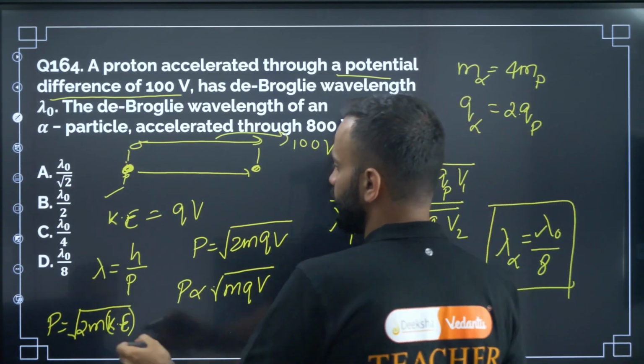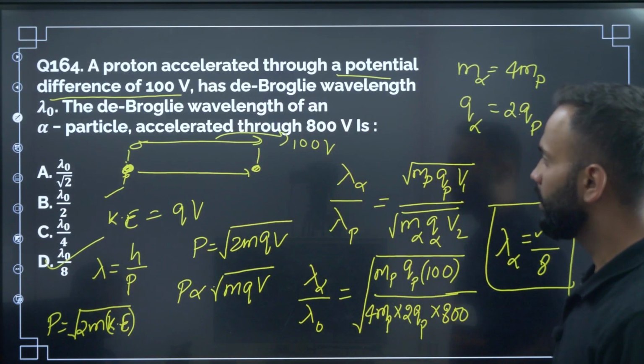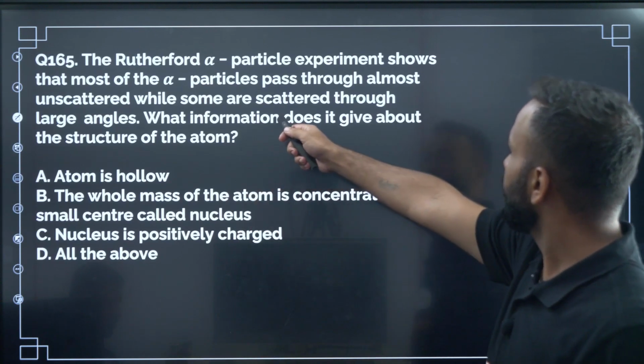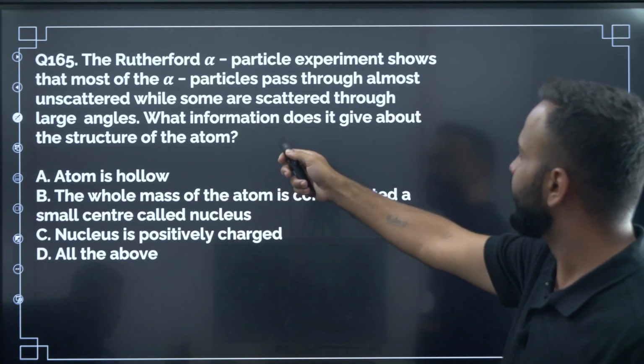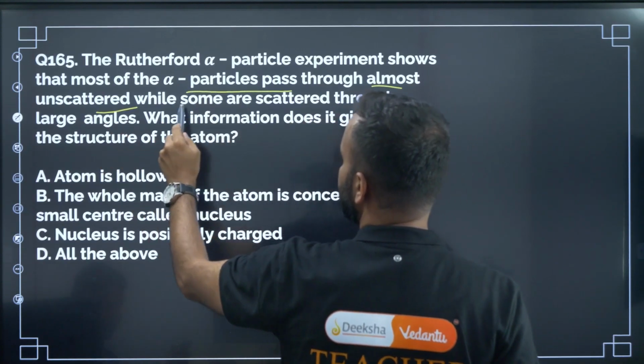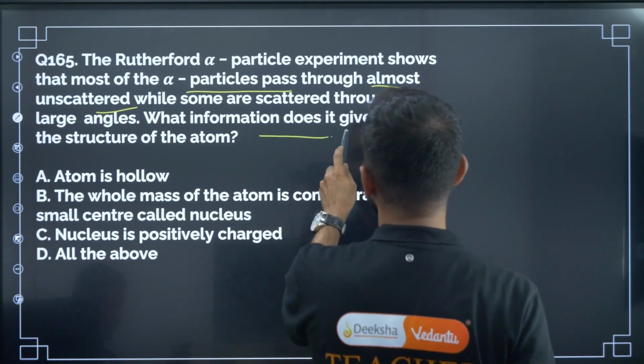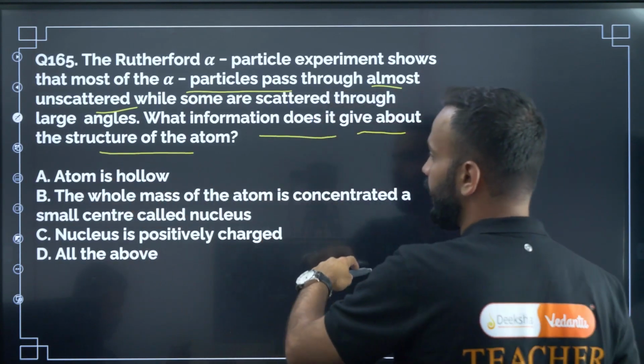Okay, so option D is the correct answer. I hope everybody understood this one. Question 165: the Rutherford alpha particle experiment shows that most of the alpha particles pass through almost unscattered, while some are scattered through large angles. What information does it give about the structure of the atom?